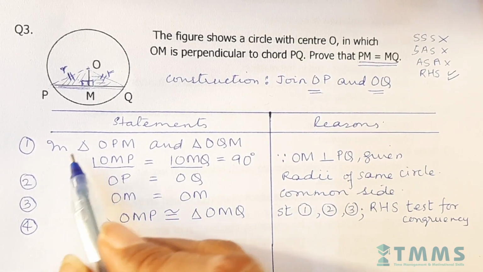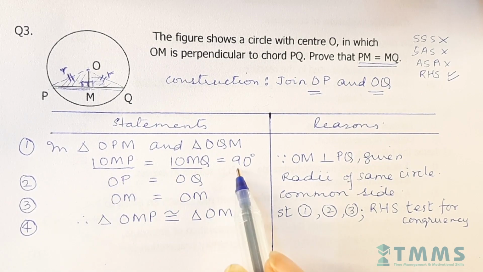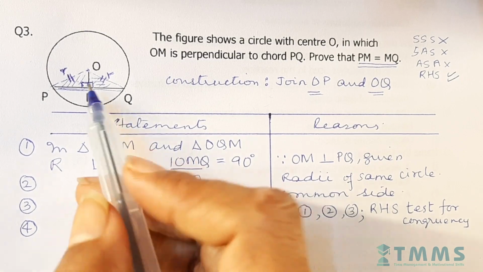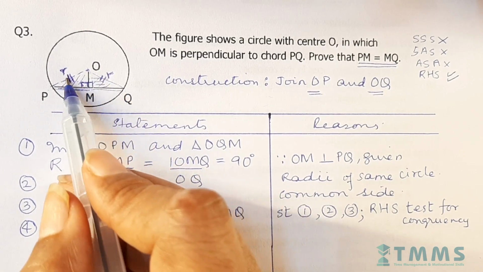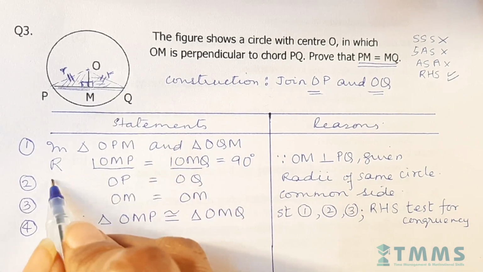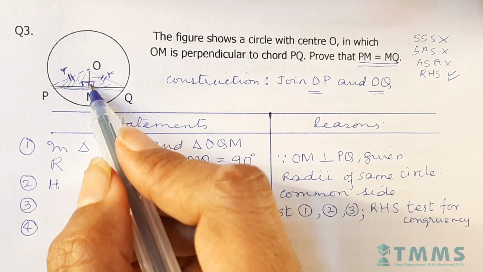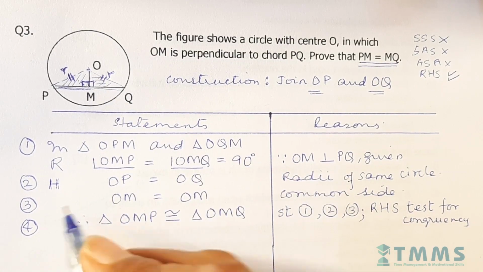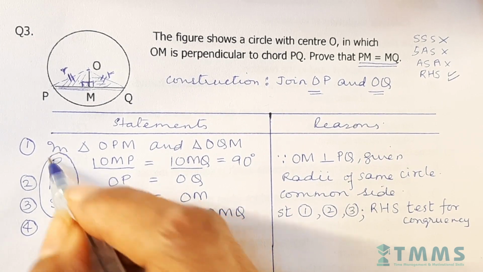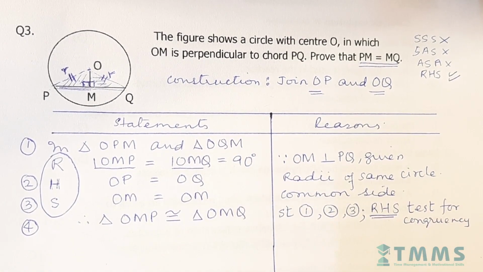So we have written all the statements the way I told you. First one will be the 90 degrees, that becomes your R. OP and OQ are the sides opposite 90 degrees, so they become hypotenuse, so that is RH. And OM is equal to OM, that is the common side, and that is your S. So did you understand how we got it as RHS test? That is what we have written here.